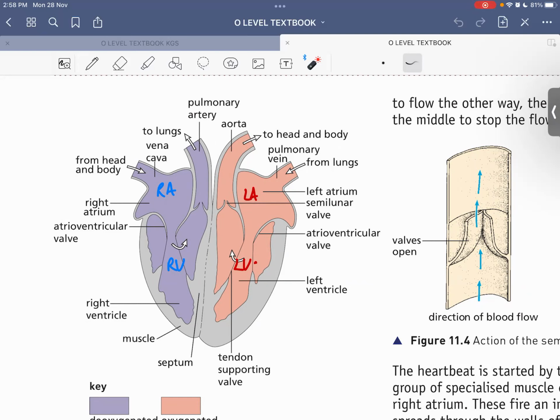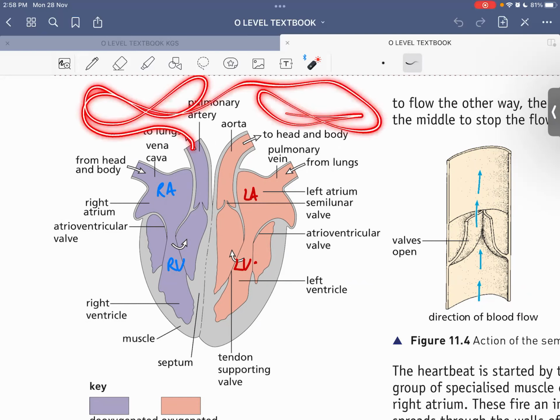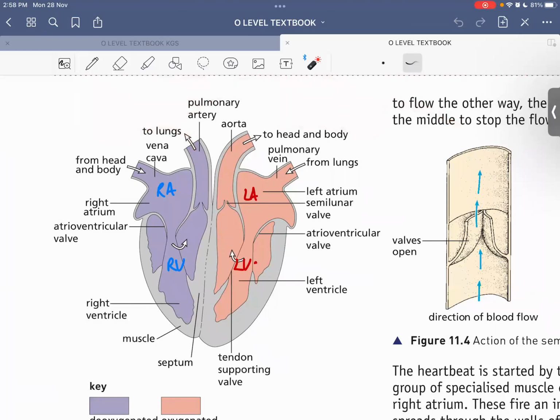अच्छा, lungs से oxygenate होके आ गया. And then it now wants to come back to the heart. So in order to come back to the heart, क्योंकि यहाँ लिखा हुआ है to lungs, यहाँ लिखा हुआ है from lungs. Now look at the diagram and pick up a vessel through which the blood comes back from the lungs and enters the heart. What's the name of that vessel? Pulmonary vein. उसका मतलब this is your vena cava, this is your pulmonary artery, this is your pulmonary vein. ठीक है?